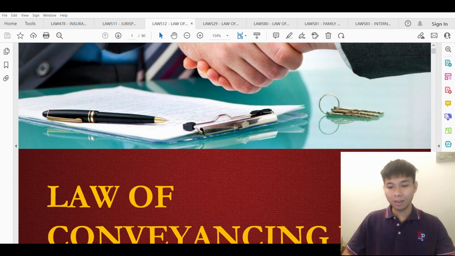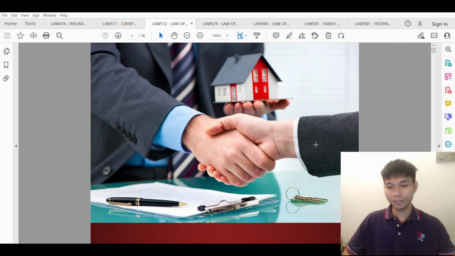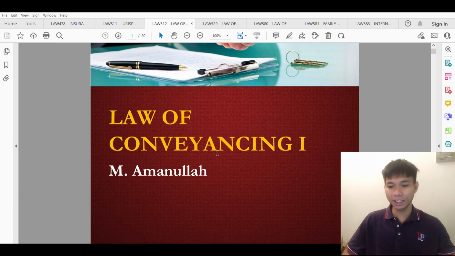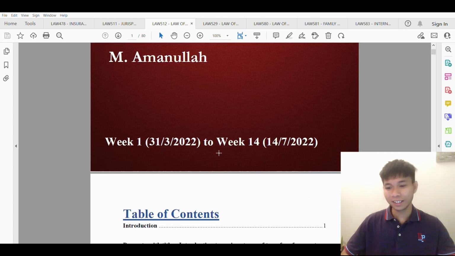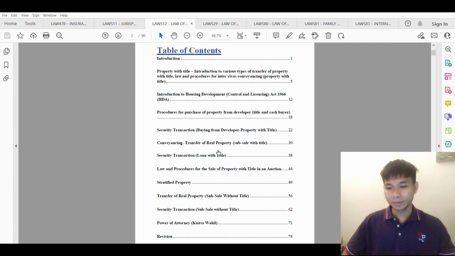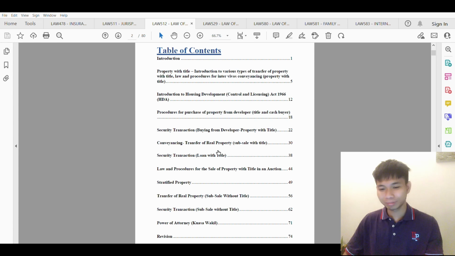We have the law of conveyancing. To be honest, this is the scariest, if not the hardest subject that I've encountered, apart from the law of association, because it involves some calculations and you have to memorize a lot of procedures and guidelines and steps within this law. It's quite tedious, if I were to be honest with you.